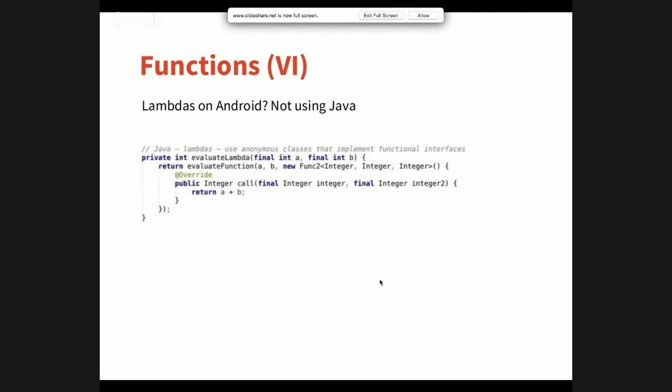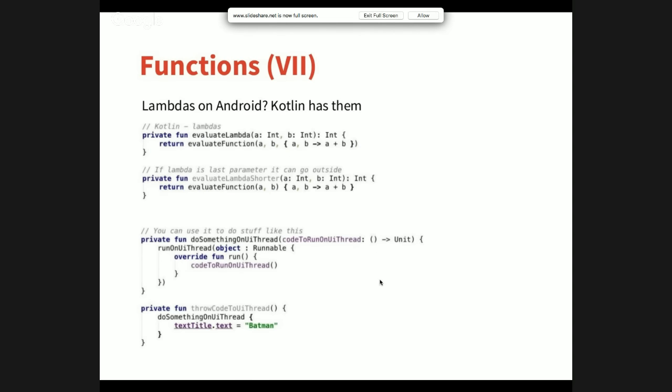Lambdas, not on Android. You can use retro lambda, but it's a hack. And Kotlin has them. So the first example is how you use lambdas in Kotlin. And the second one, if a lambda is the last parameter in a function, you can put it outside of the parameters list.